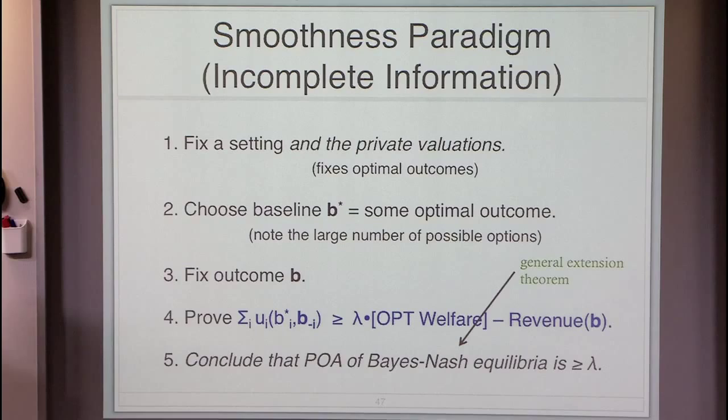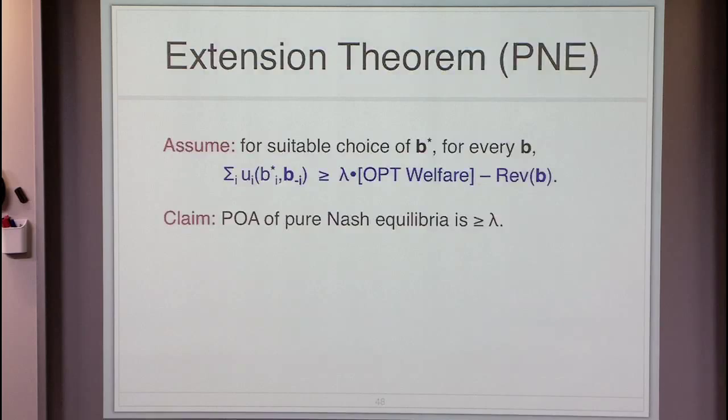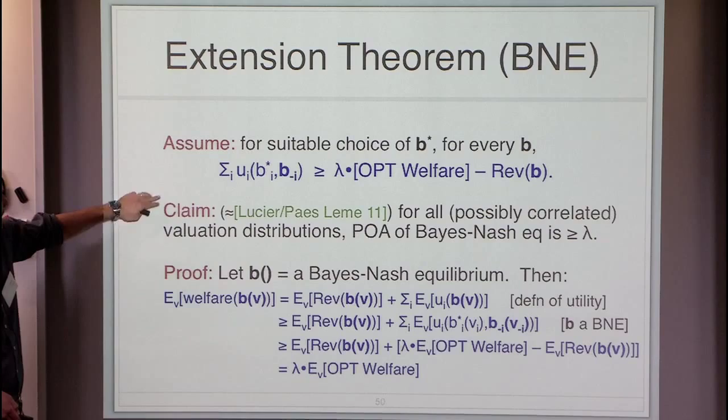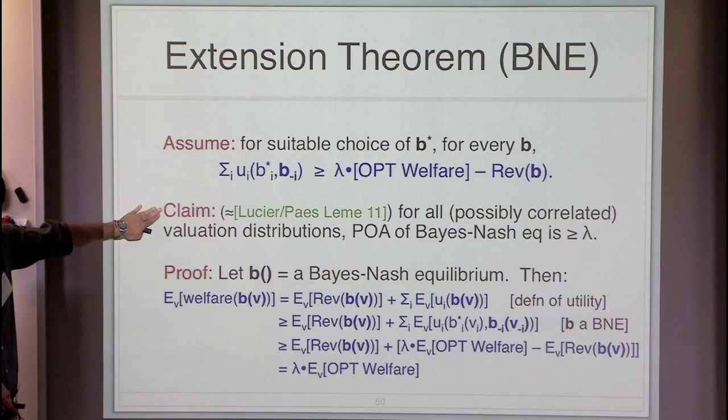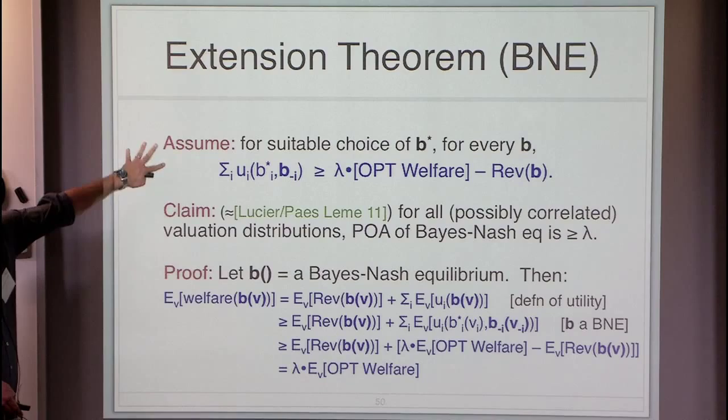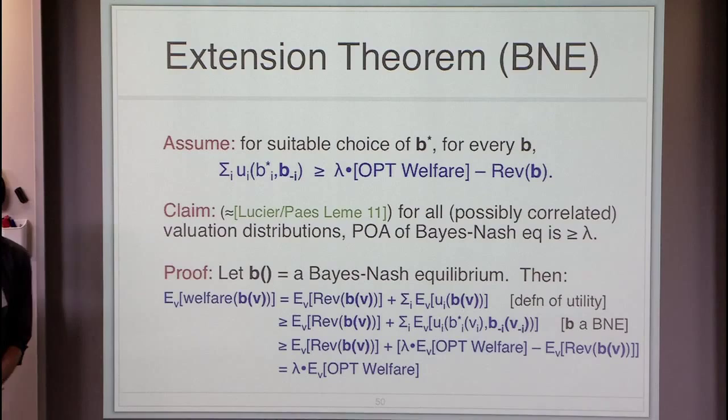The second thing I owe you is implications. So what? And the implication is that, by, again, a proof that fits on a slide, whatever the prior distribution, it doesn't matter if it's independent or correlated valuations, under that hypothesis, which we just established for first price auctions with lambda equal to half, the price of anarchy of Bayes-Nash equilibria is the same lambda.